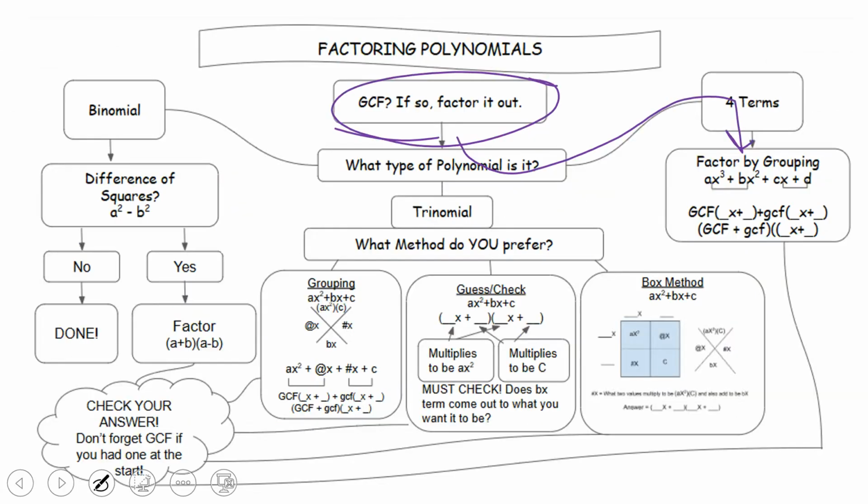Okay, so now we're going to look at, well, what happens if, let's see, I'm going to erase some of these other marks.